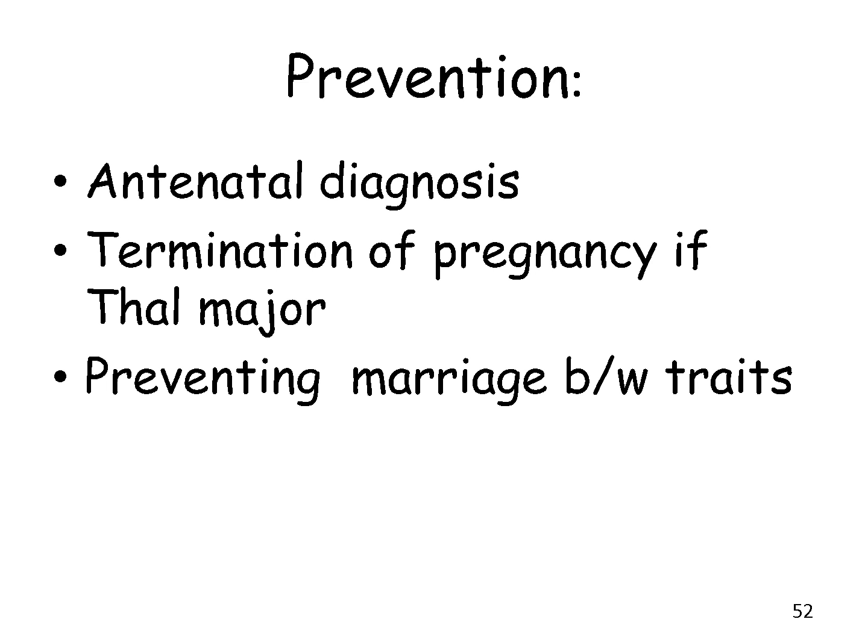Thalassemia can be prevented by doing antenatal diagnosis, which will be discussed in the next slide. We can think about termination of pregnancy if there is thalassemia major. We can prevent marriage if both the partners are suspected of thalassemic trait.